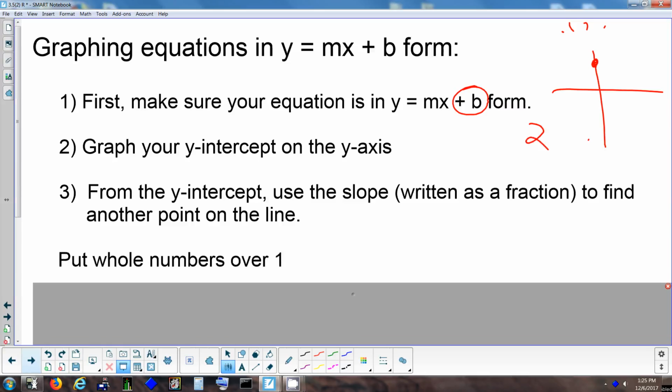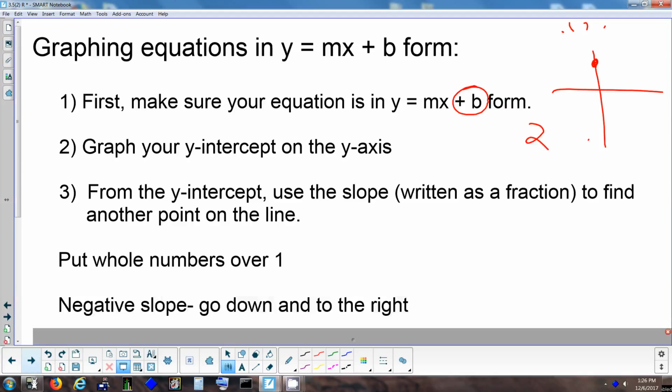So what did we say about a negative slope? Which way does negative go? When you're counting, what direction do you go? Down, and then right. We always go right. We never go left. Always down and right for negative. What if it's positive? Up and right. We never go left. We either go up and right, or we go down and right.